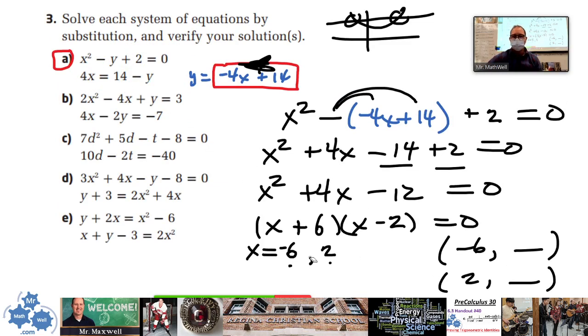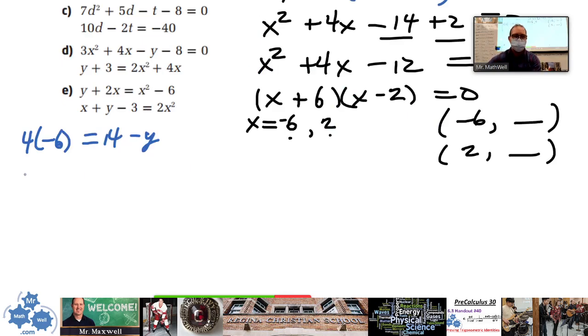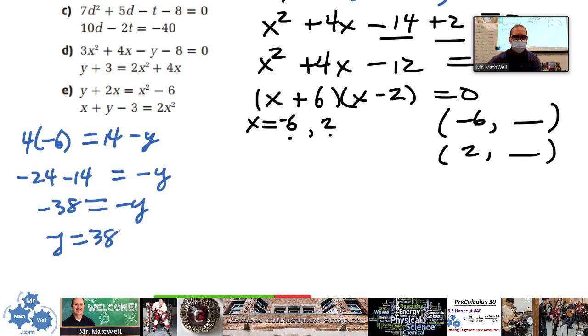So, all right, well, let's see. Now I want to plug negative 6 into one of the original equations to find the y value that goes with negative 6. You can pick either equation. I'm going to pick the second one because I don't want to square anything. I'm lazy. So 4 times negative 6 equals 14 minus y. Well, I want to solve for y, so that's going to be negative 24 minus 14 equals negative y. That's going to be what? Negative 38 equals negative y, or y equals 38.